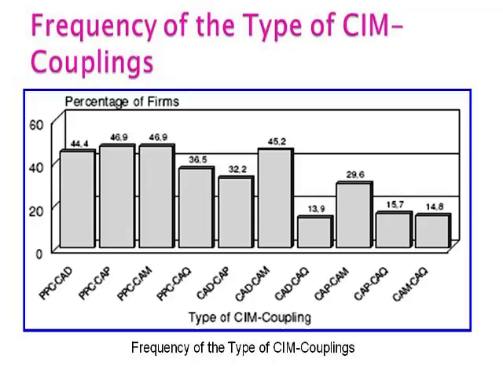PPC and CAD, 46.9% of the firms are using. PPC and CAM, 46.9% of them. And CAD and CAM, 45.2% of the industries are using. CAD and CAQ, 13.9%. Like that, if you observe, the ones we find most are CAD, CAM and CAP, and PPC, CAP and CAD. These four couplings are popular couplings. Based upon the industry, they use this, for their necessity. And we can say that 100% CIM does not exist, but part of CIM exists in those factories.